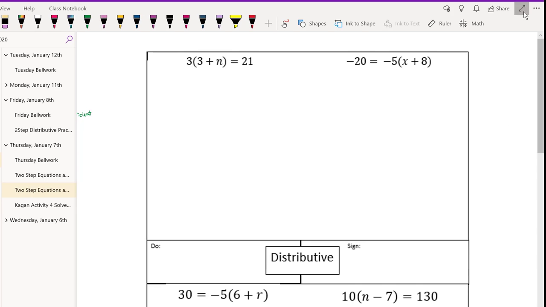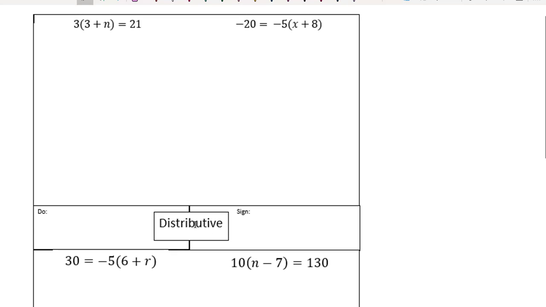The distributive property means that you are going to multiply everything in the parentheses by the number outside. Multiply everything that's in the parentheses by whatever is outside the parentheses, whatever that number is.